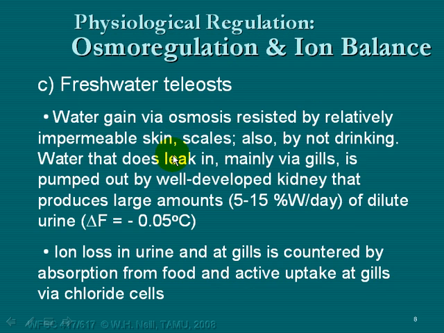So what do they do about it? Well, in the case of freshwater teleosts, the gain of water by osmosis is resisted by their having a skin that's relatively impermeable to water. And they share that actually with marine teleosts too. Their skins are also impermeable. And even if they're like catfish and don't have scales, that skin is still impermeable. If you have scales too, then that adds to resistance to flux through the skin.